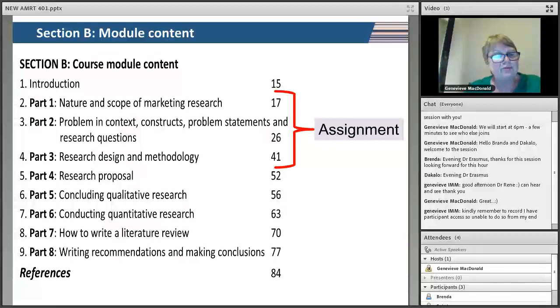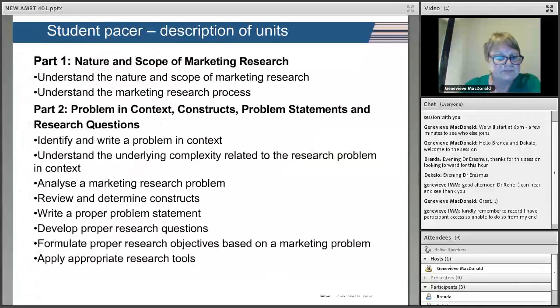And then part 8, when I've already done the research, how do I write up the results, how do I write the recommendations, and how do I make conclusions. So as you can see here, parts 1, 2 and 3 are the parts that are covered in the assignment, and we will quickly go through these three parts so that you have some background when you start your assignment.